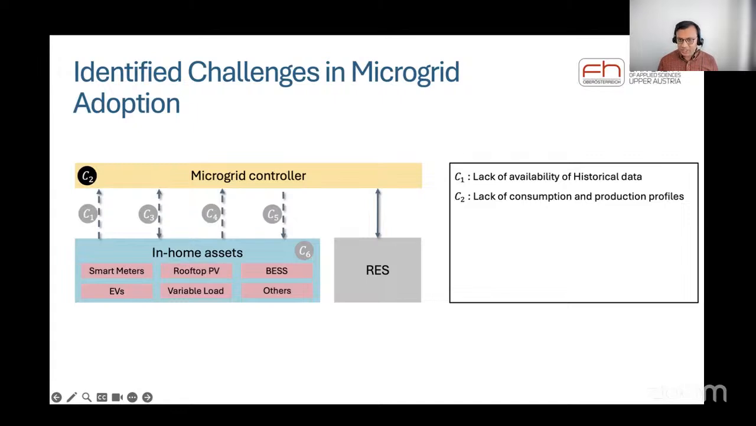The second challenge is the lack of consumption and production profiles. So it's not just about the absolute norms, but it's also the pattern of the consumption and production.